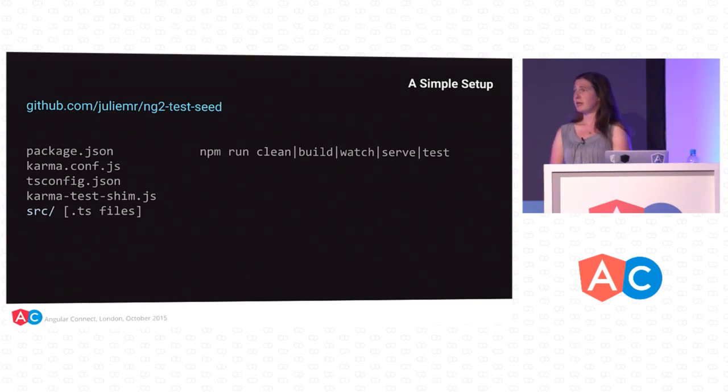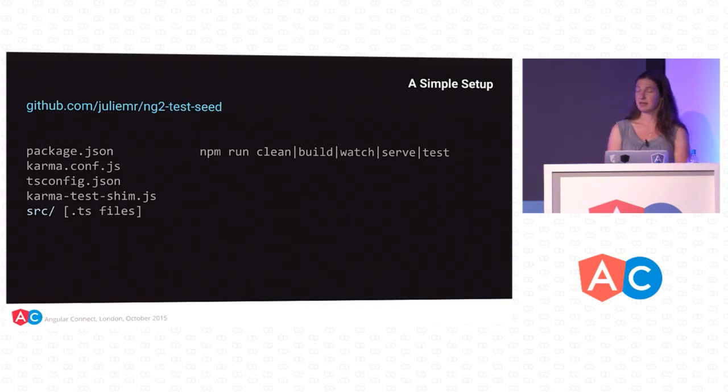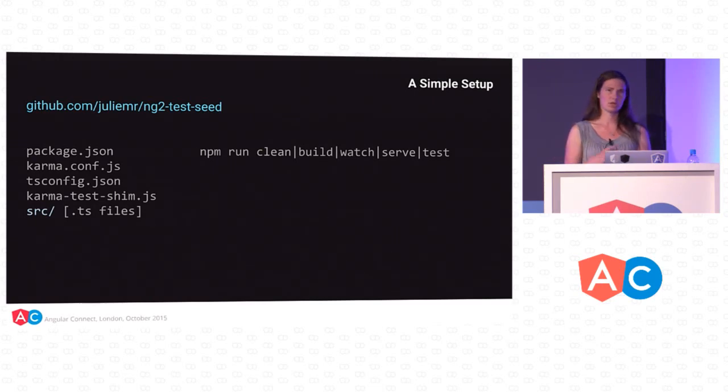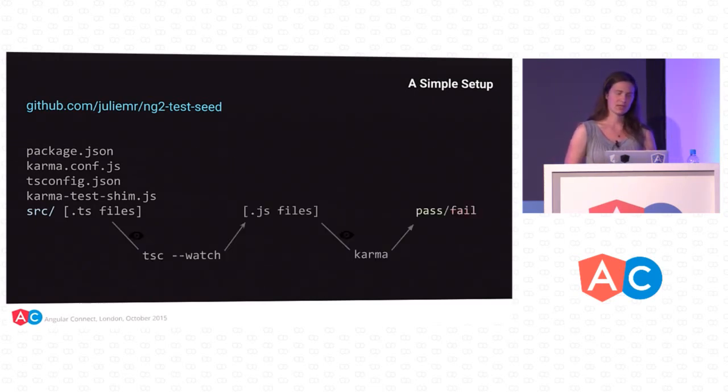There's also a couple of npm scripts in the package.json file, which let us clean the repository, build, watch, which is essentially just building whenever a file changes, serve a development server, and finally run our tests. And these are all really simple little command lines. You can go and take a look at them. Most of them are just a couple of characters.